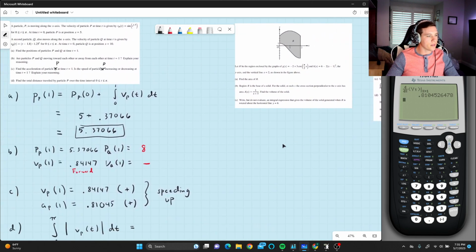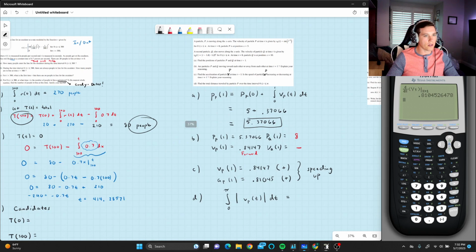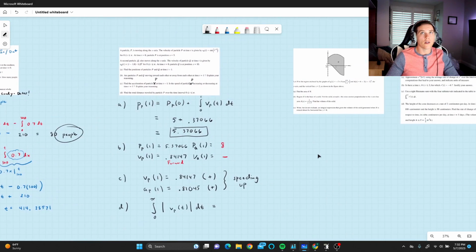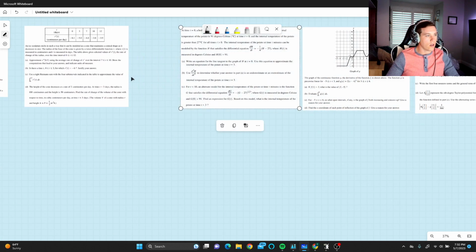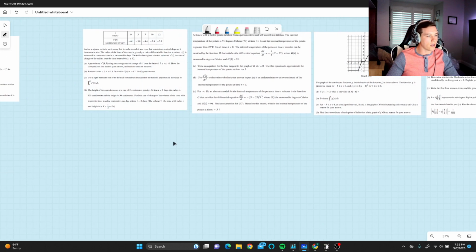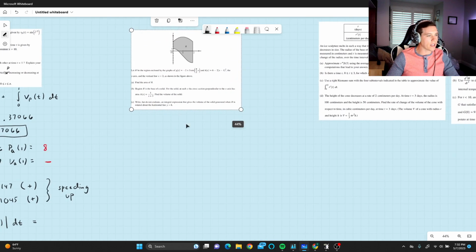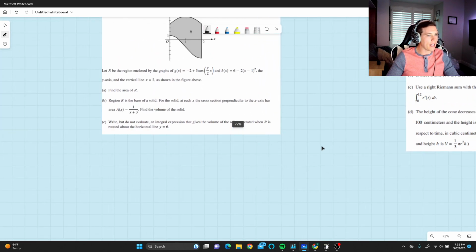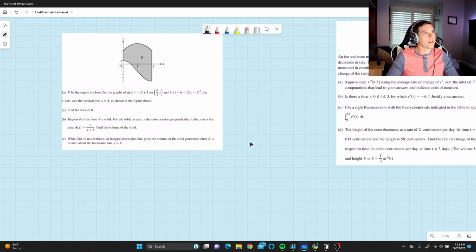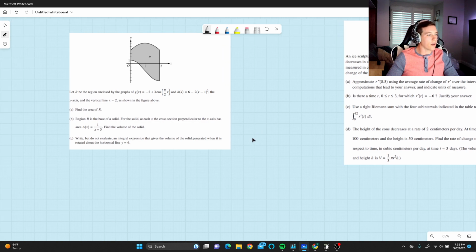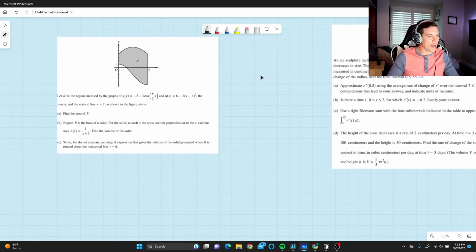Next one. Now we're done with the calculator stuff, so let's put this away. Now we're going to move on to your non-calculator ones. Last year there was a really abstract area volume. So I think you're going to have a more nice area volume this year. Okay, anyway. I think this is going to be what we're after.